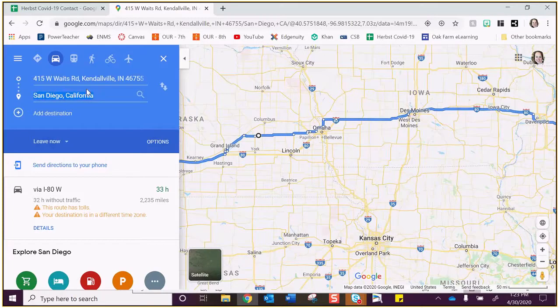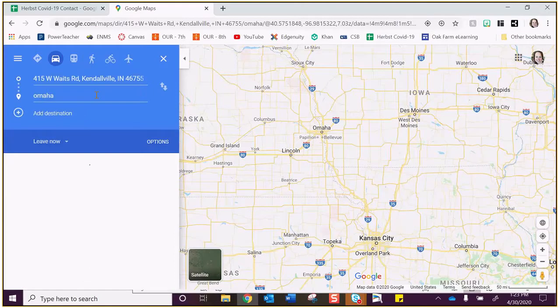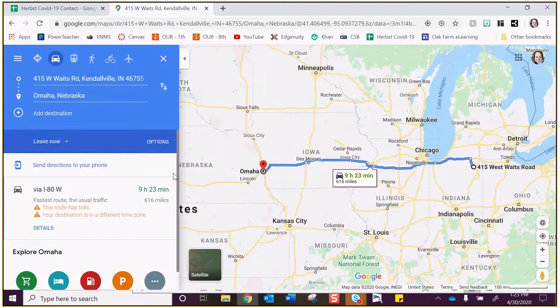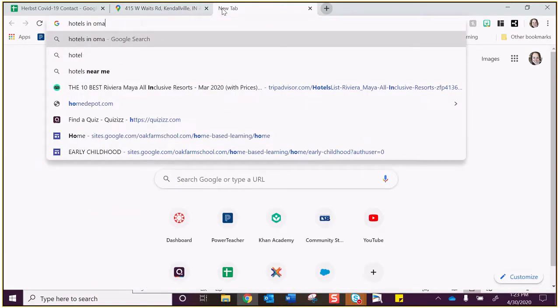I'm just going to see how far away that is. Omaha, Nebraska. 616 miles. So that's under 800 miles. So that works. So that means the first day I'm going to drive to Omaha, Nebraska. So I'm going to go here, hotels in Omaha, Nebraska.